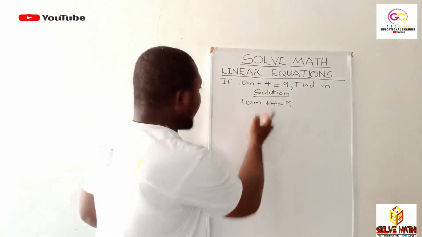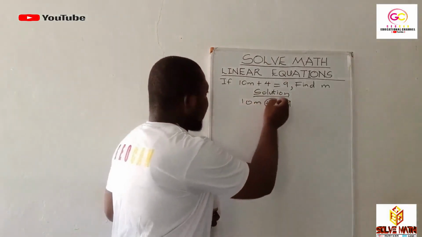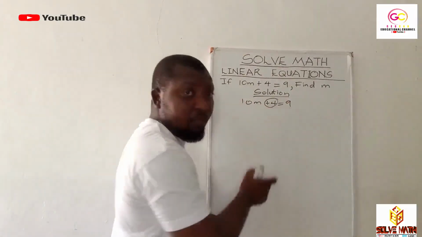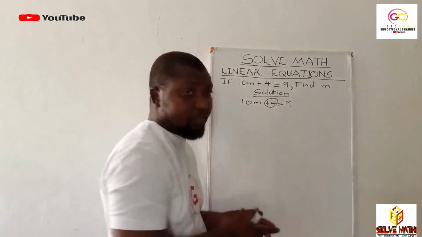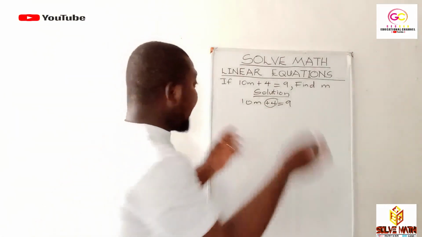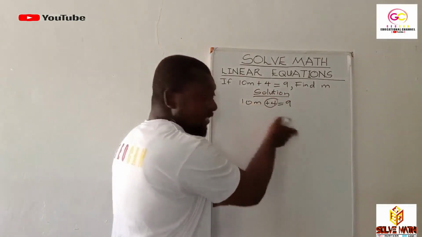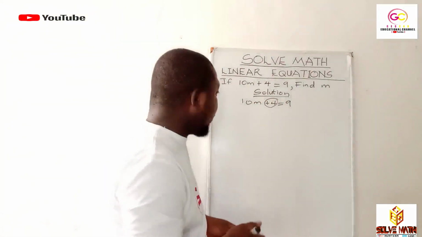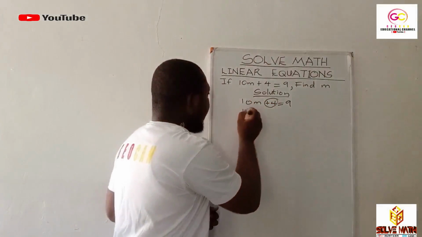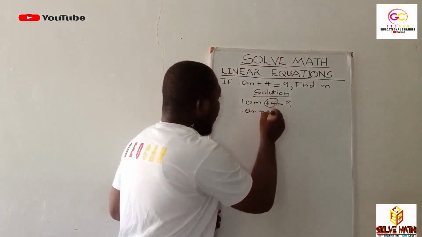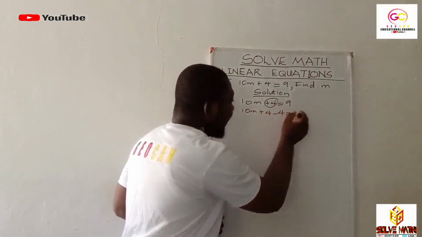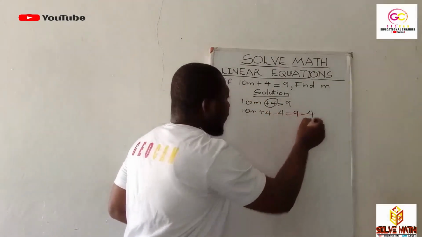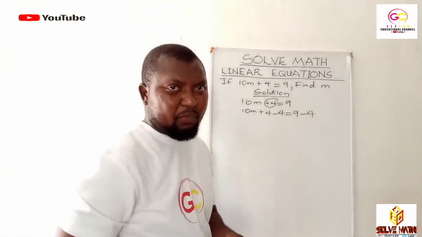What do you do here? Remember, we have positive 4 here. So when you have positive, you just have to subtract 4 from both sides. Remember, I told you in our previous edition, anytime you have positive, you subtract from both sides. And anytime you have negative, you rather add to both sides, right? So this one, we have our 10m plus our 4 minus 4 is equal to 9 minus 4. I believe you got it, right?